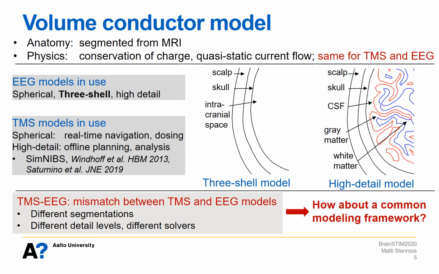In TMS-EEG, the TMS and EEG models have been constructed separately, using different segmentations, levels of detail, and solvers. For example, it is common to target stimulation using a simple geometrical projection or a spherical model, and analyze the EEG with a realistic three-shell model. Or, with today's common tools, one could model TMS using a high-detail model, but analyze EEG using a three-shell model. If one goes through the burden of making a high-detail volume conductor model, one could use that model for both TMS and EEG. In the rest of the talk, I will illustrate how to do that.